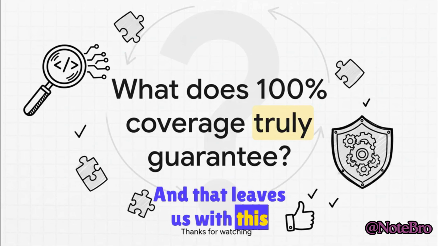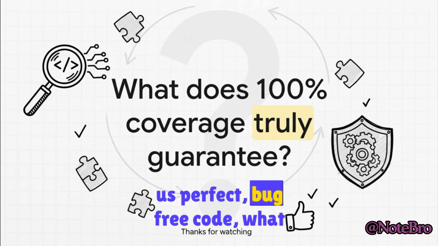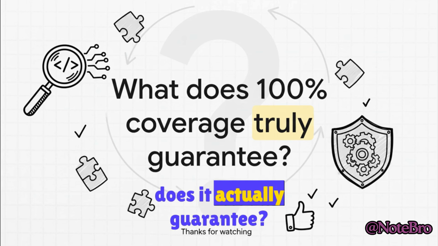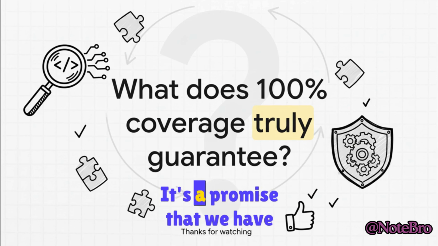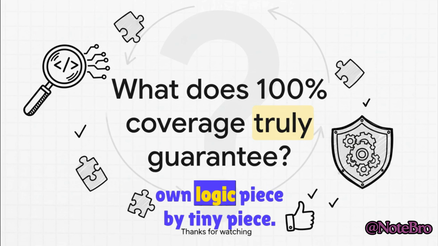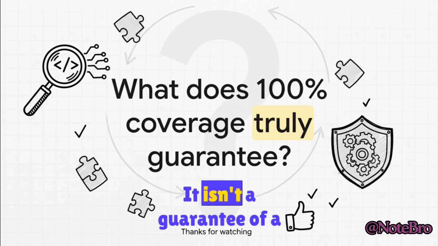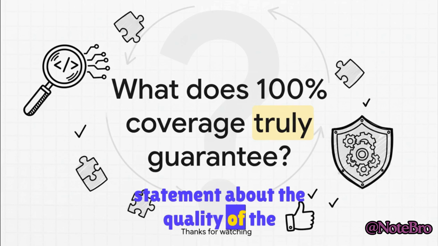And that leaves us with this final question to chew on. If 100% coverage doesn't promise us perfect, bug-free code, what does it actually guarantee? Well, it guarantees a certain level of rigor. It's a promise that we have been incredibly diligent in examining our own logic, piece by tiny piece. It isn't a guarantee of a perfect destination, but it's a powerful statement about the quality of the journey.